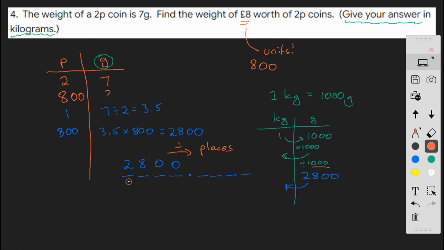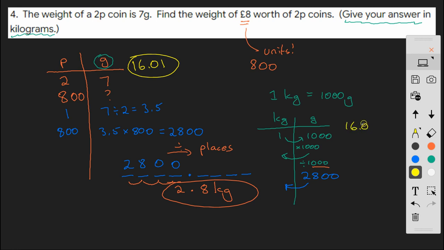If I'm dividing, my number's getting smaller, so my digits are going to have to move to the right because I'm dividing by 1,000. So I'm going to go 3 places. So my 2 is going to go 1, 2, 3. The decimal point stays where it is. So the answer is 2.8, mustn't forget my units, 2.8 kg. Now there's quite a bit there to actually go and practice.